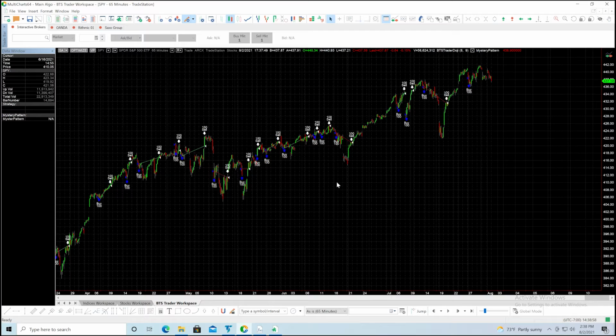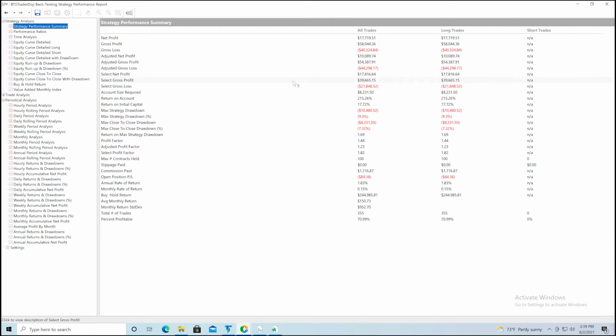So for this strategy, I use a simple price action strategy to enter and exit the SPY on the 65-minute chart, as you can see here. In a future video, I'll explain more about this specific strategy, but for today, we're just looking at how different order entries can affect the strategy. The first strategy performance report is generated by using market orders.